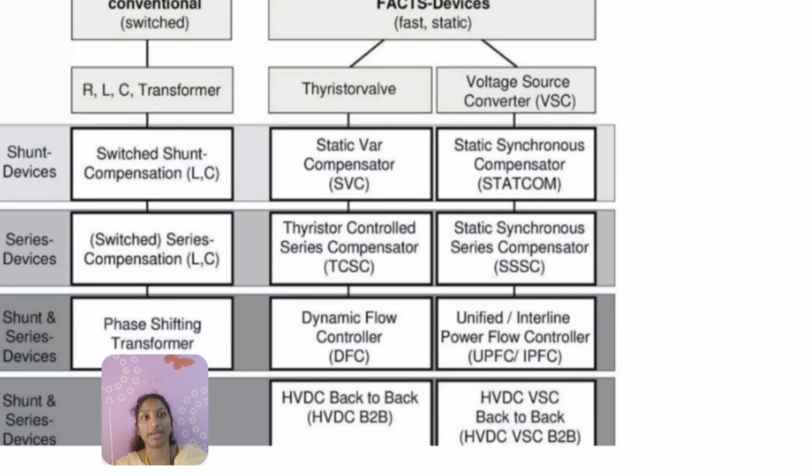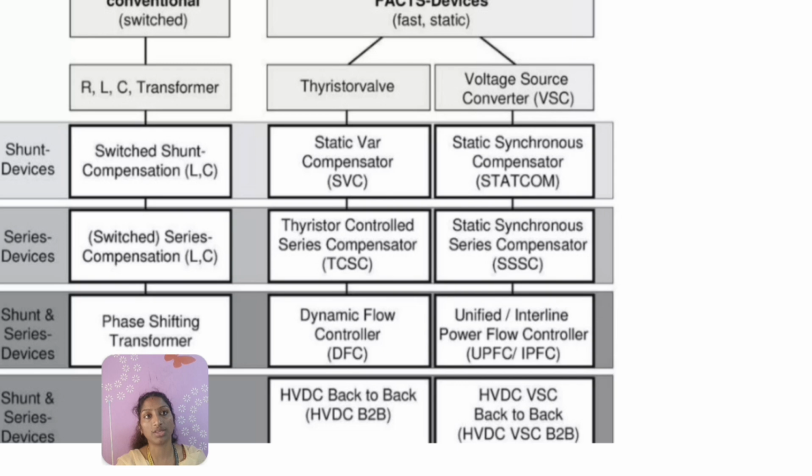Whereas in FACTS devices, thyristor valve and voltage source converter, here we have SVC, TCSC, DFC and HVDC. SVC is the static VAR compensator, that is, a voltage regulator compensation. It will compensate the value. TCSC is the thyristor controlled series compensator, where the device we use is the thyristor, used to control. Then DFC is the dynamic flow controller, and HVDC is high voltage DC, that is back to back, which is B2B.